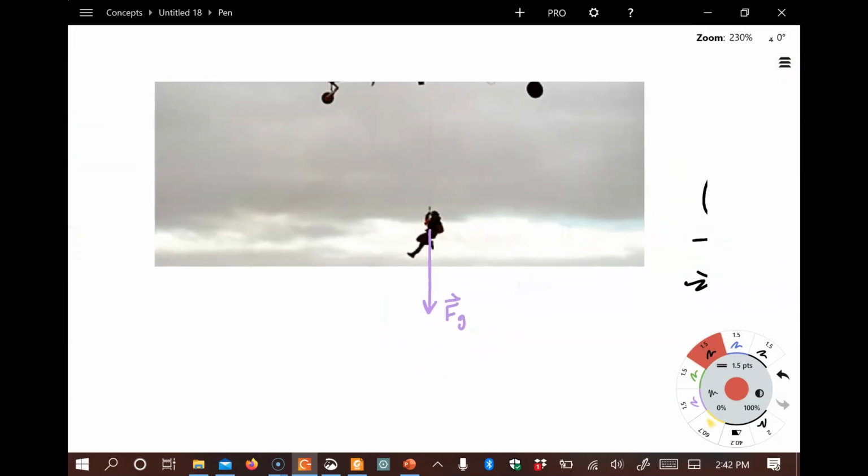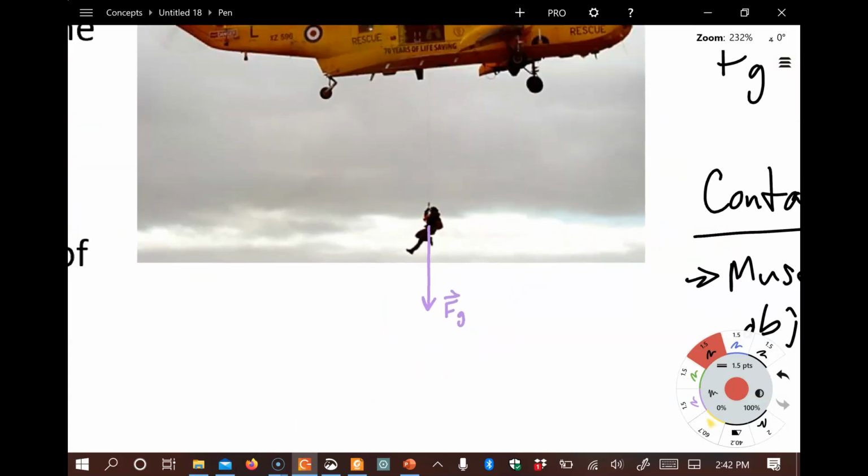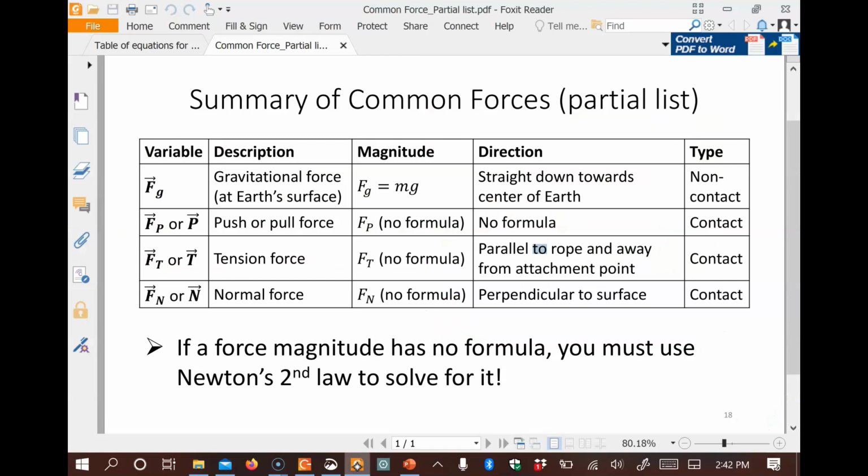One way to figure out these forces is to go and look at the table of common forces I have here. And so here's gravity, right? We've got a formula for the magnitude of gravity, how strong the pull is, and a direction always towards the center of the Earth. I've already drawn that direction. For the tension force here, there is no formula for tension. However, we do know that it's parallel to the rope and it pulls away from the point of attachment.